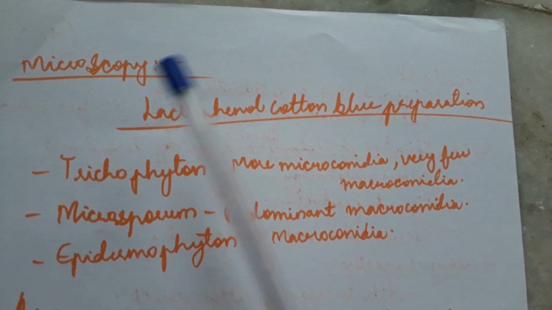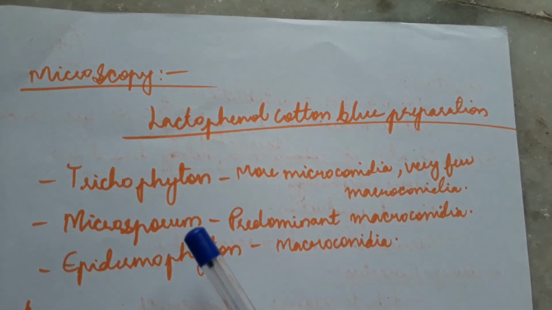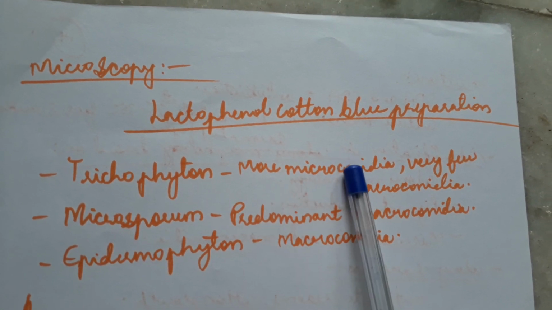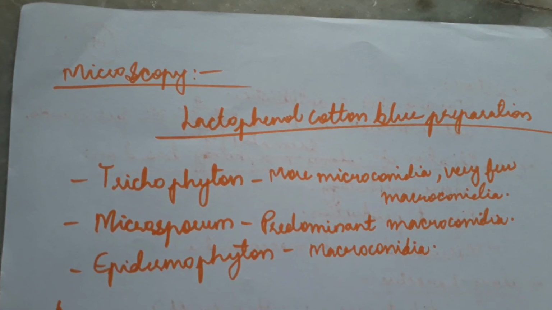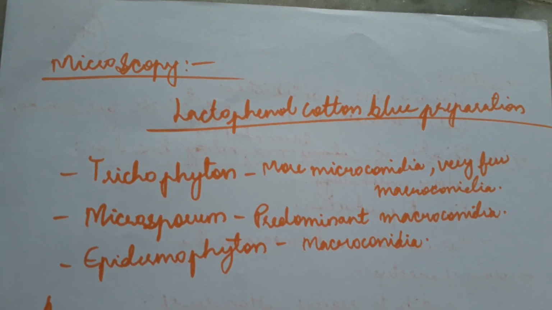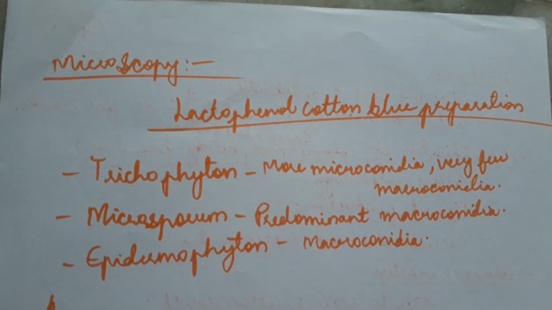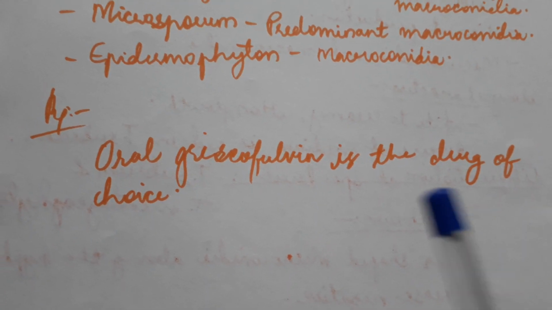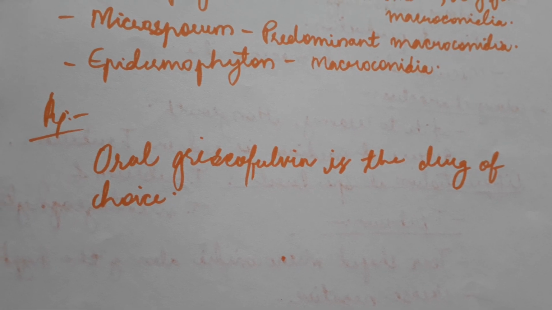Coming to microscopy, when we do lactophenol cotton blue preparation, for Trichophyton species we can see more microconidia and very few macroconidia. For Microsporum we can see predominantly macroconidia, and for Epidermophyton we can see macroconidia. And for treatment, oral griseofulvin is the drug of choice.